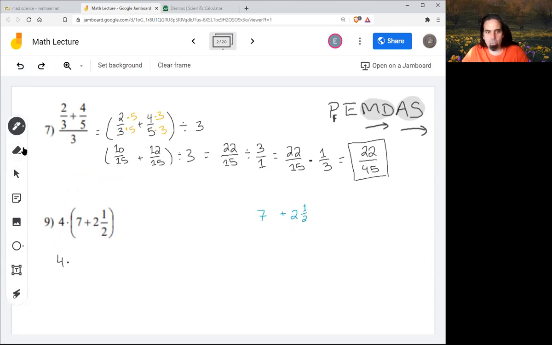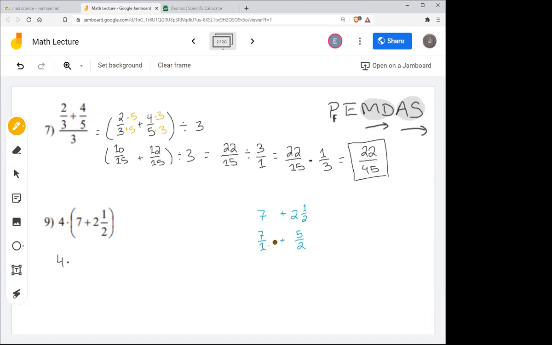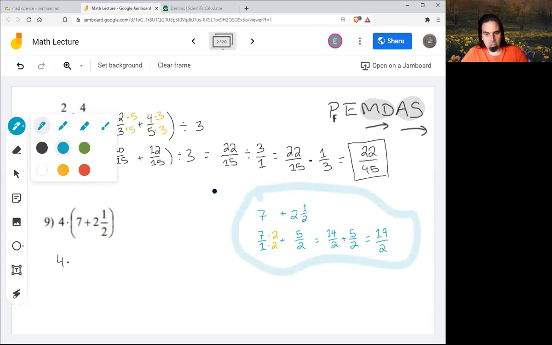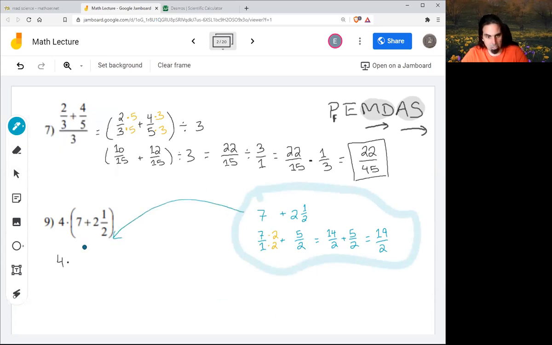Okay, anyway, 7 plus 2.5. So 7 over 1 plus 2 times 2 is 4 plus 1 is 5 halves. How do I get those addable? Common denominator. So 14 halves and 5 more halves is 19 halves. So all of that is just getting me to put 19 halves right there.